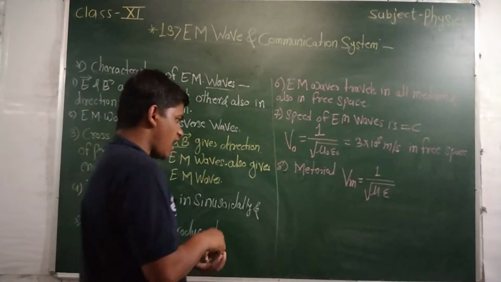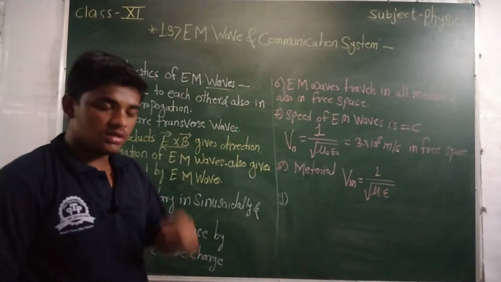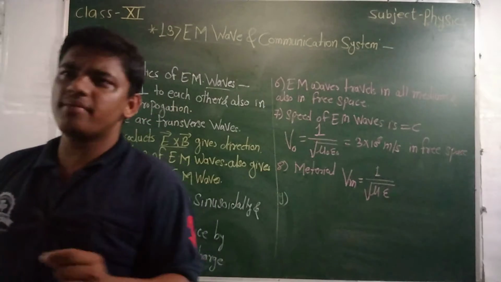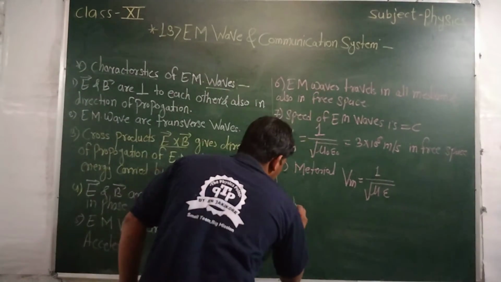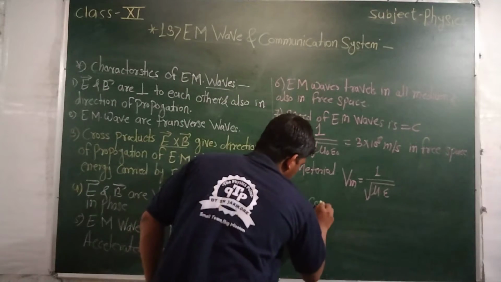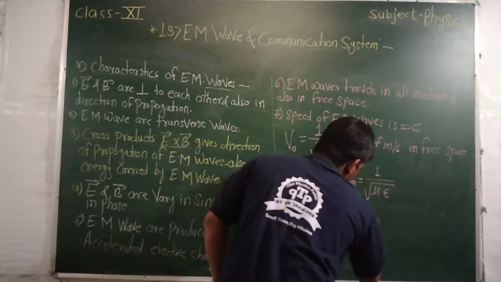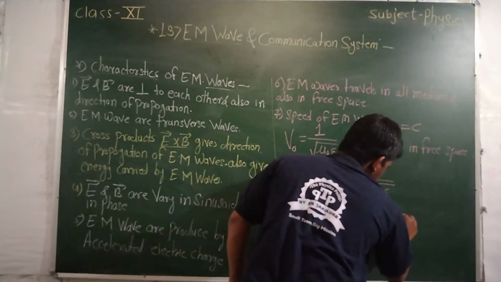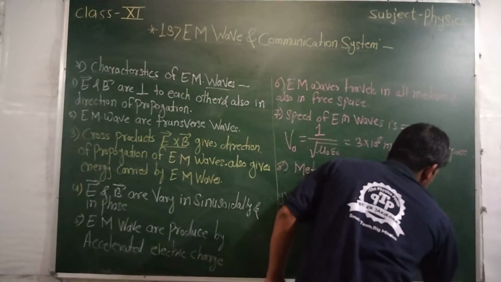Next, characteristic number 9. Electromagnetic waves obey the principle of superposition.